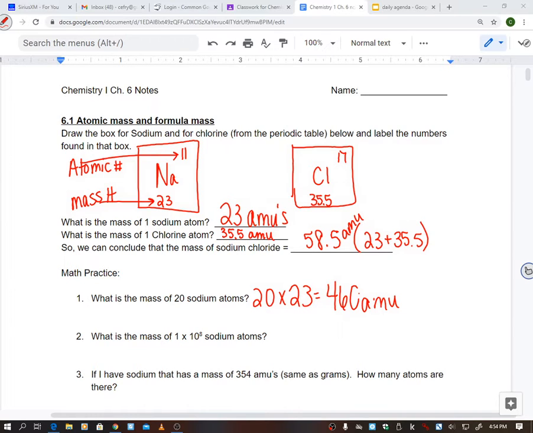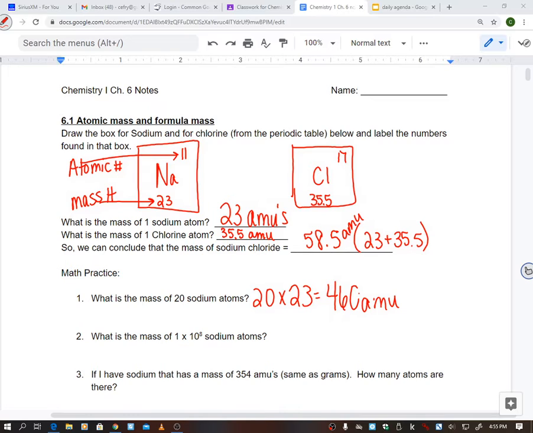What is the mass of 1 times 10 to the 8th sodium atoms? Let's look at number 1. When I ask what is the mass of 20, we multiply it. I'm asking again on number 2, what is the mass? Yes, it's a strange number. It's a very big number. Get used to that in chemistry because all of these particles are so small that when we're counting them, there are a lot of them.